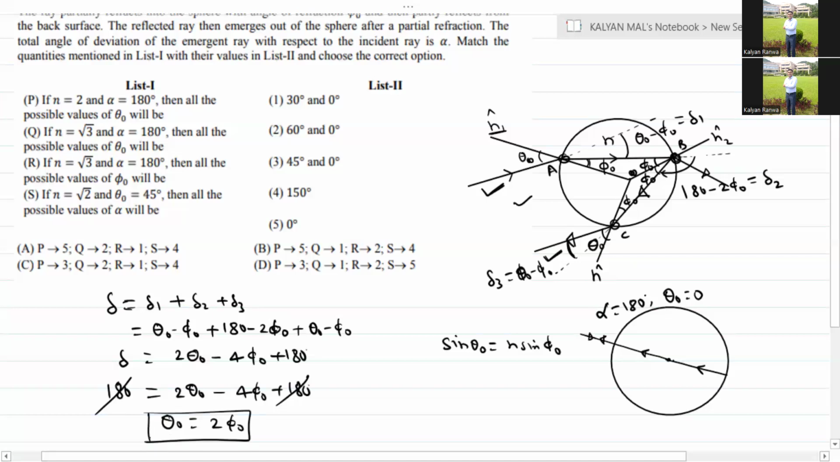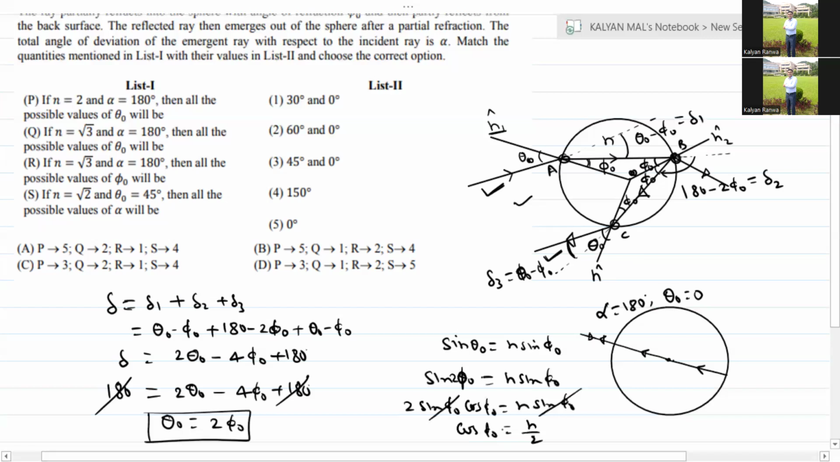Okay, if theta naught equals 2 times phi naught, then we first substitute the value of theta naught, that is 2 times phi naught, equal to n sine phi naught. Sine 2 phi naught comes out to be 2 sine phi naught cos phi naught, equal to n sine phi naught. And sine phi naught and sine phi naught cancel out. Cos phi naught equals n by 2.